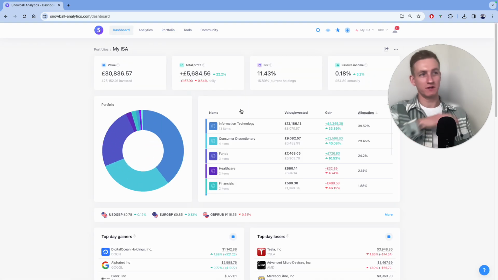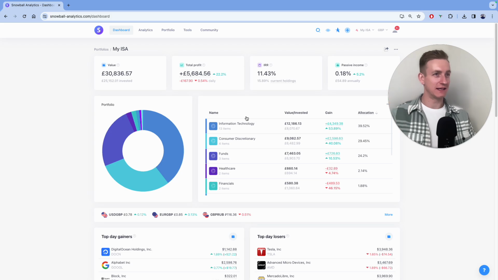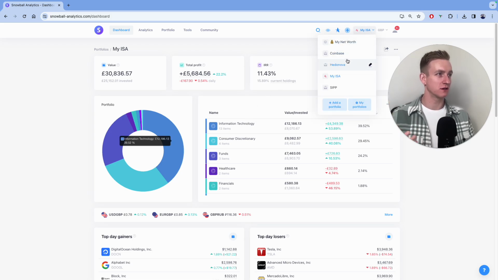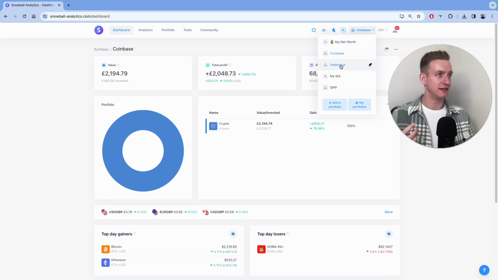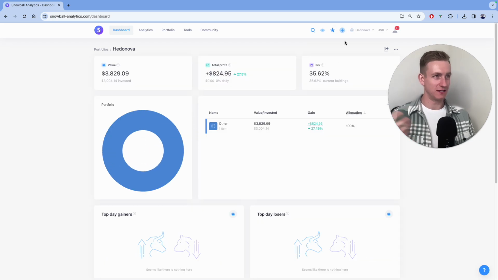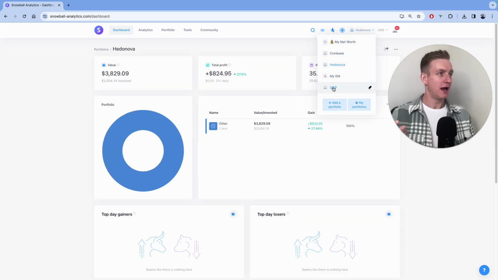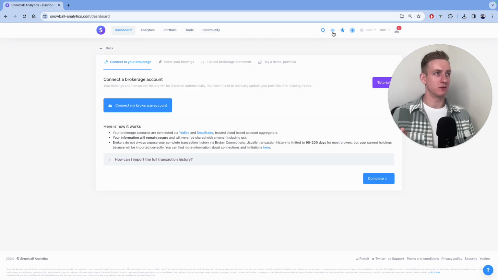I go to my dashboard. It updates all of the numbers across the entire platform, and then gives me a real-time feed of where I'm currently at. I do that for my individual stocks. Coinbase is updated automatically. Head and Over, I have to update manually, but it's not hard. It's only one position. And then my SIPP is updated automatically as well.